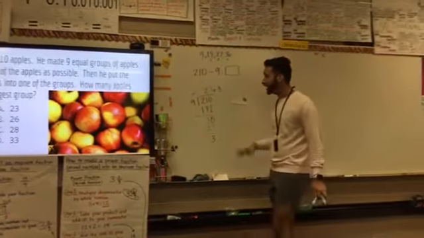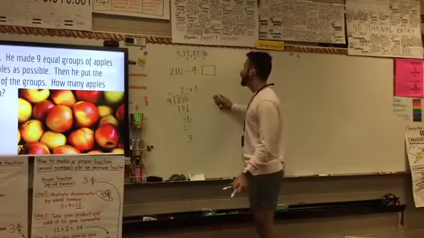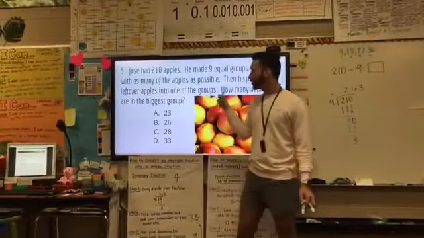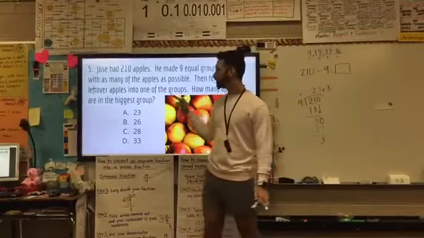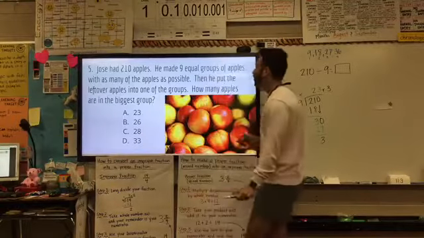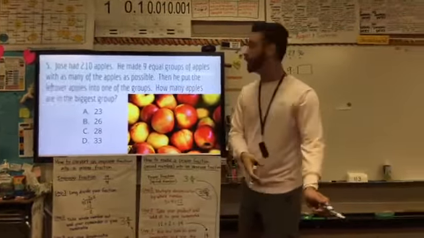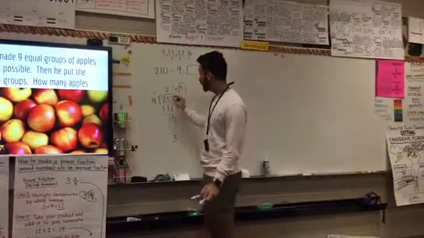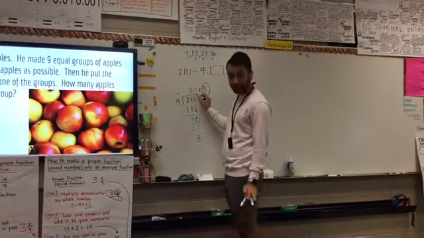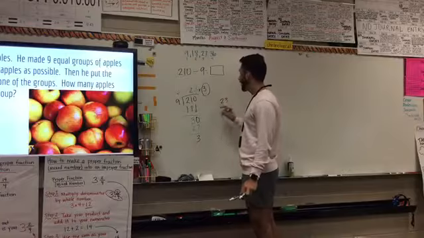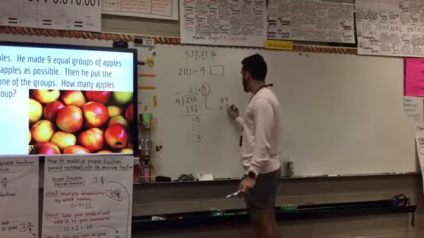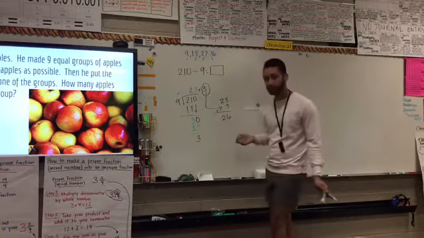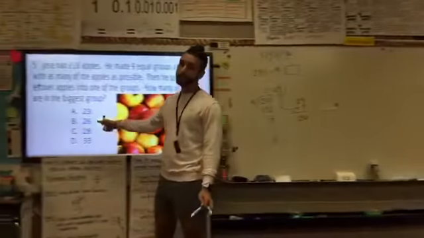Okay, with all this work being done, it says next, then he puts the leftover apples into one of the groups. So how many apples are in the biggest group? Right there, he's putting the leftover apples into another group. The leftover apples are your remainder right here, and that's only going to go into one group. And there are 9 groups that have 23 in each group. So you need to take 23 for one group and add this remaining 3 apples together to see how many are going to be in that biggest group, which would be 26. So that is answer choice B.